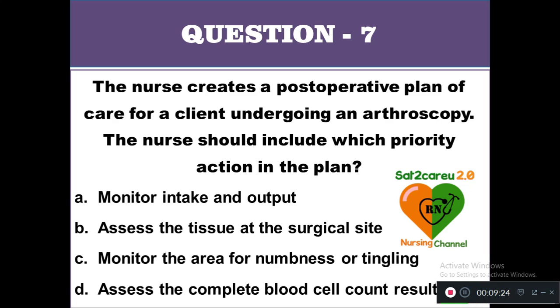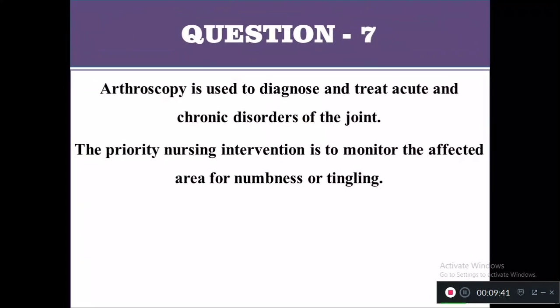The priority action for a postoperative plan for a client who undergoes arthroscopy should be option C: monitor the area for numbness or tingling sensation. The rationale: arthroscopy is used to diagnose and treat acute and chronic disorders of the joint. The priority nursing intervention is to monitor the affected area for any signs of numbness and tingling.